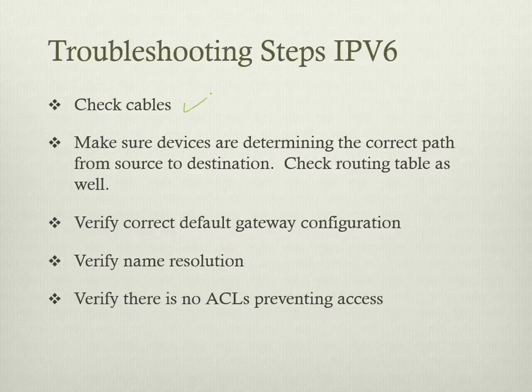Troubleshooting: check cables, same thing. Make sure the devices are on the correct path. Same thing. Are the route tables correct? Is the gateway correct? And remember, the gateway here may be the link local address from the system. Verify name resolution, which we didn't do in our example. But again, if you can ping the IP and you can't ping the FQDN, then it's going to be a DNS issue.